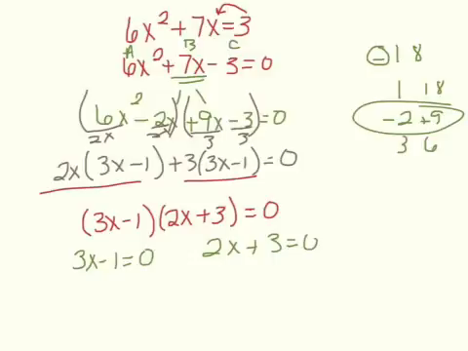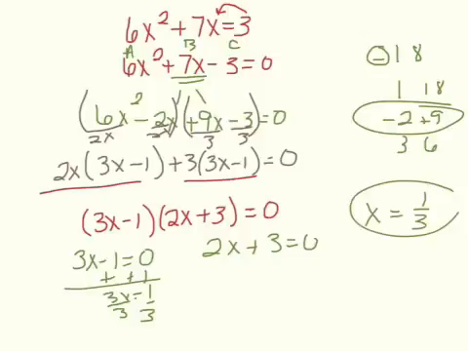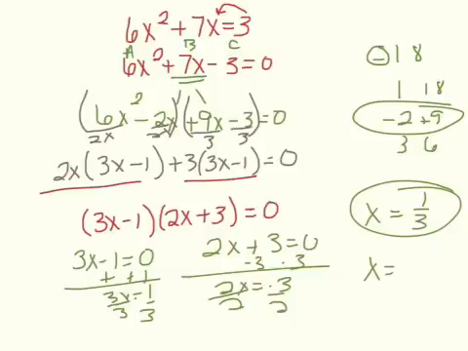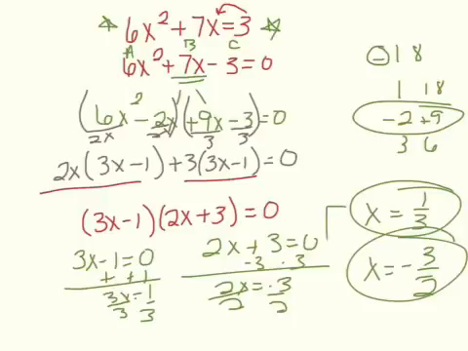and solve. The first one, I'm going to add 1 to the other side. So I have 3x equals 1, divide by 3, and x equals 1/3. There's one solution. Subtract 3 on the next one, so I have 2x equals negative 3, divide by 2, and x equals negative 3/2. There's my 2 solutions. There's many ways to start with this problem and come up with these 2 answers, but factoring by grouping is one method.